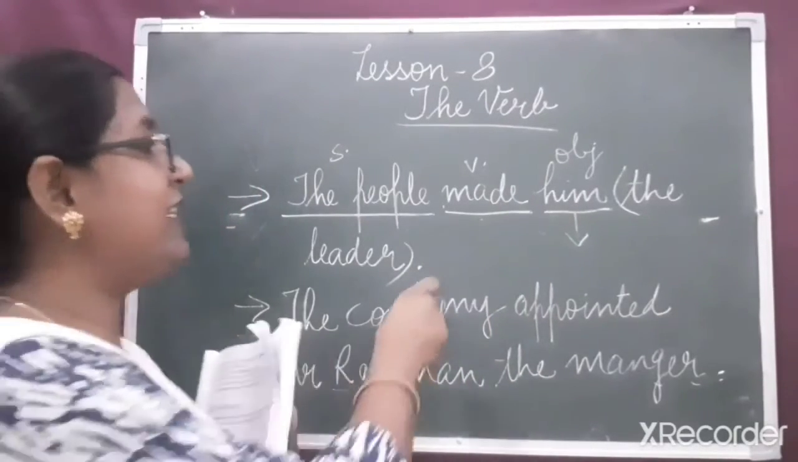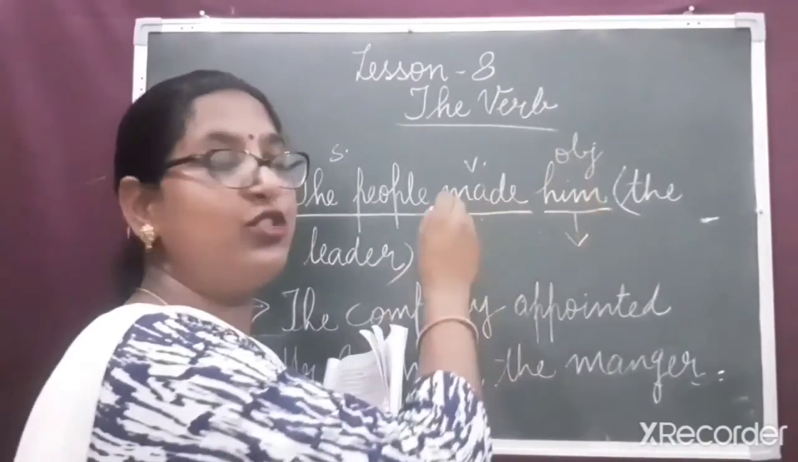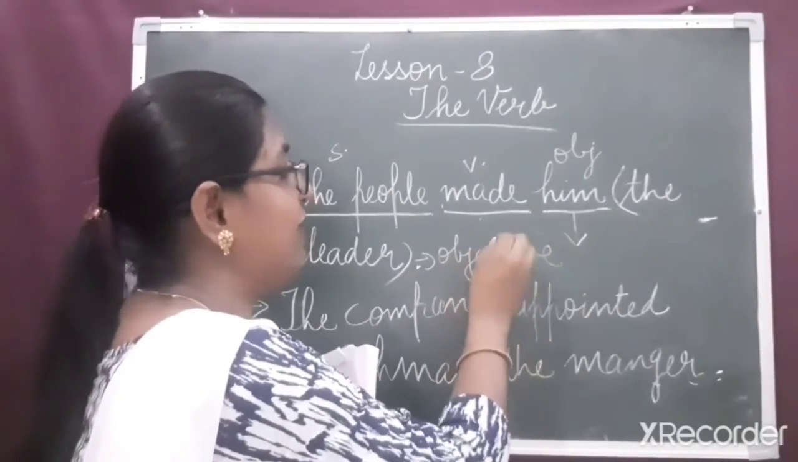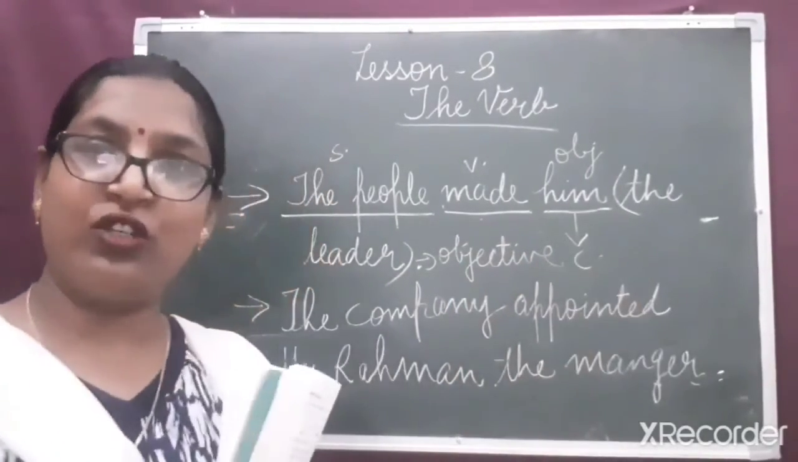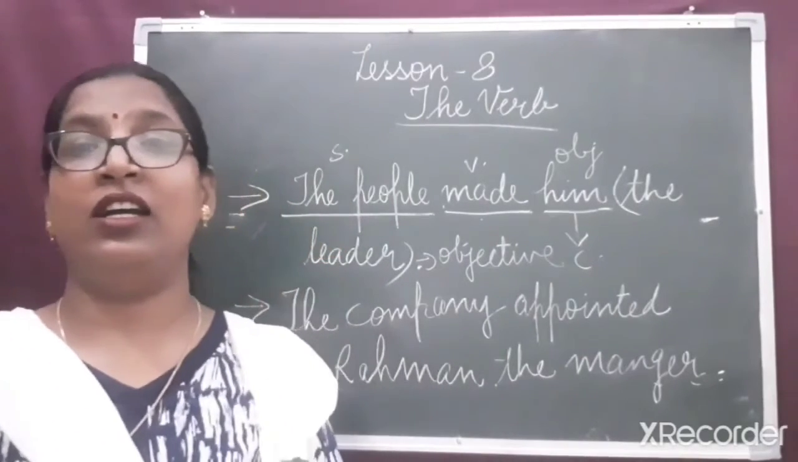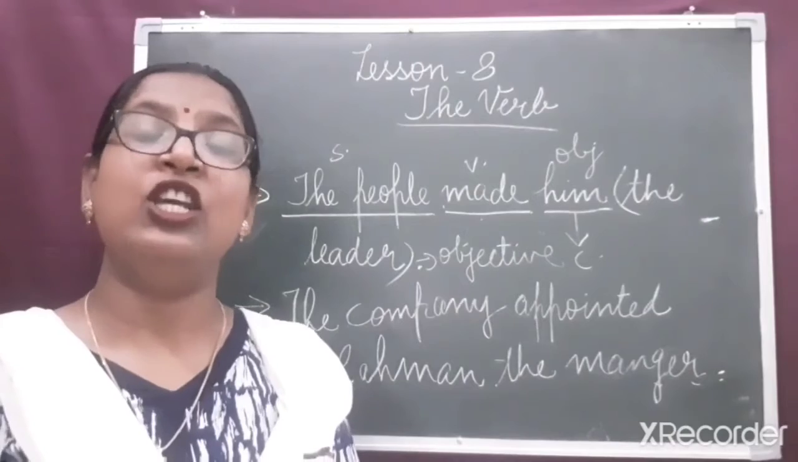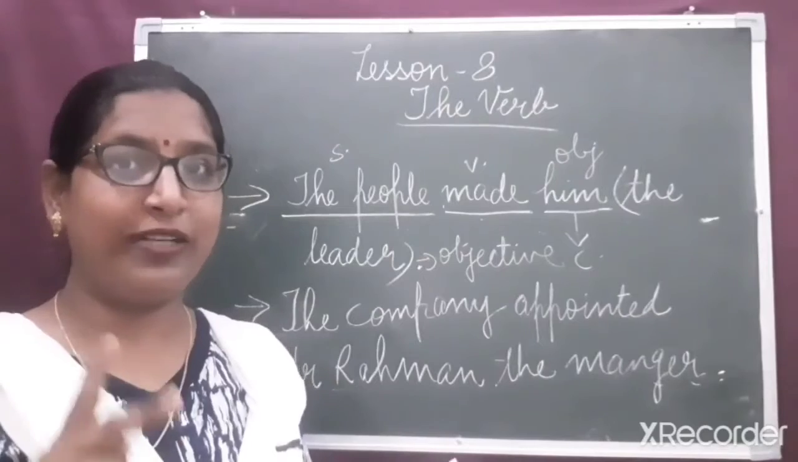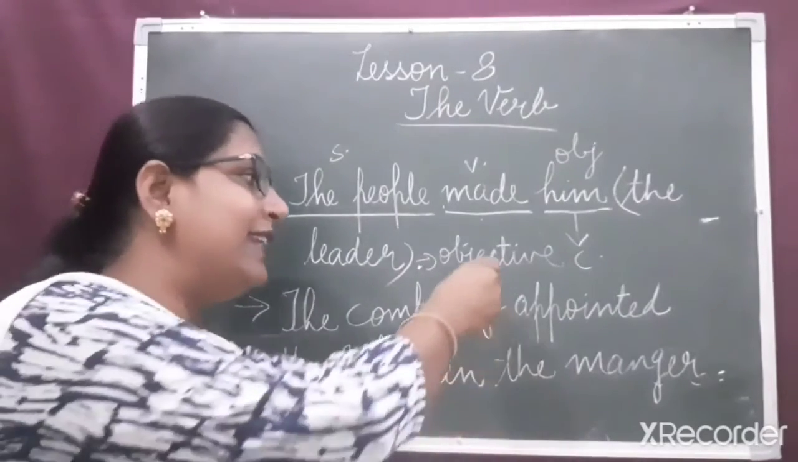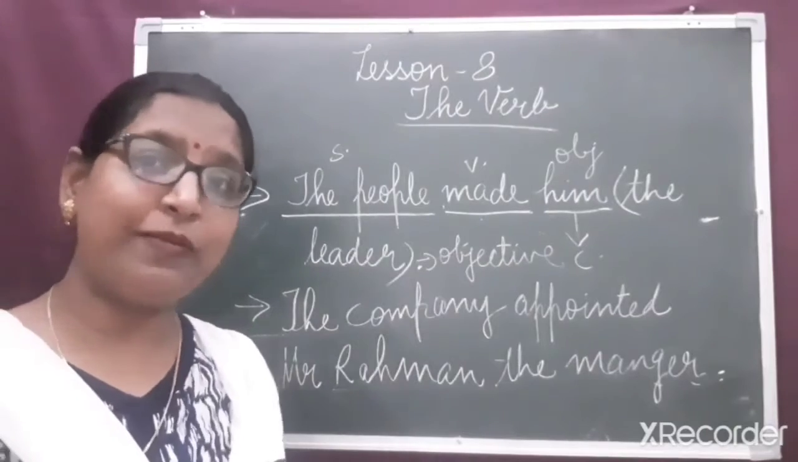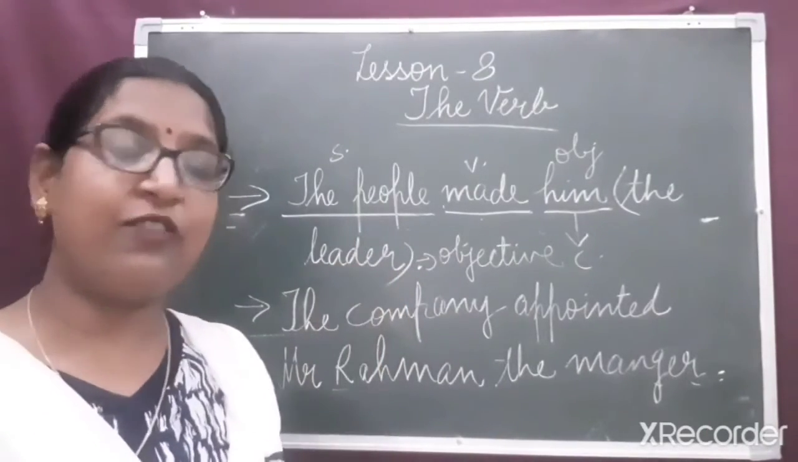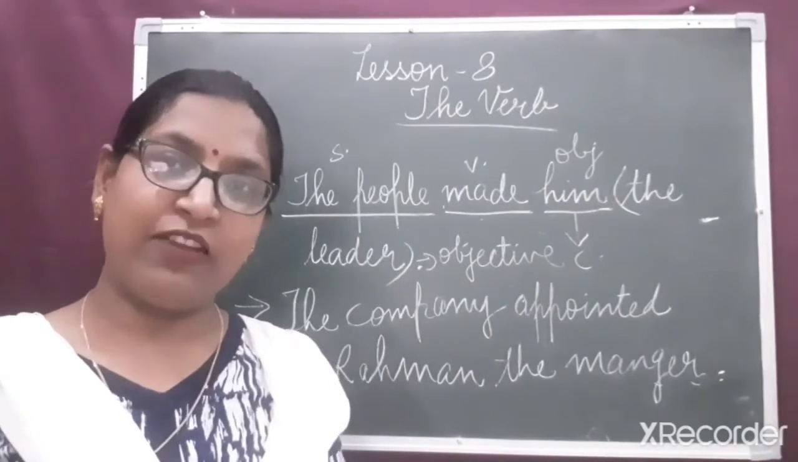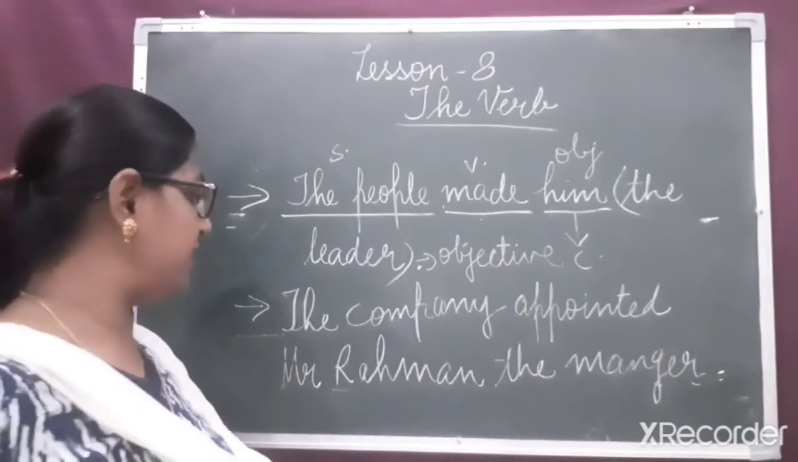So as this complement refers to the object, we say it is objective complement. My dear children, I told you a complement is a word or group of words which is completing the meaning of the sentence. And I told you that complements can be of two types, the subjective and the objective. When the complement refers to the subject, it is subjective complement, and when the complement refers to the object, it is objective complement. Let us see another example.